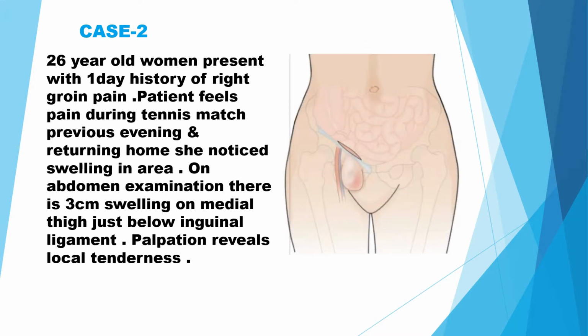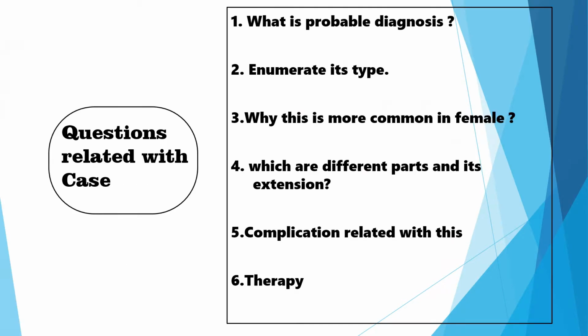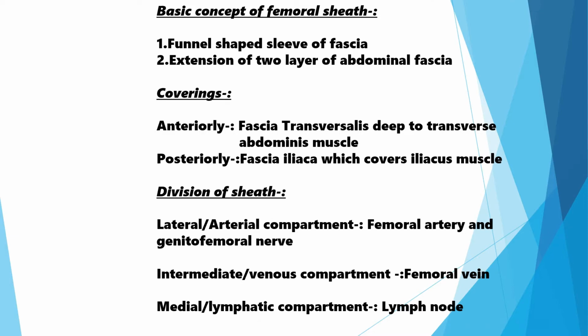Now we will see the questions based on this case. Questions are: what is the probable diagnosis? Enumerate its types. Why is this more common in females? Which are the different parts and its extension? Complications related with this, and therapy or treatment. Let's see some basic concepts of the femoral sheath.